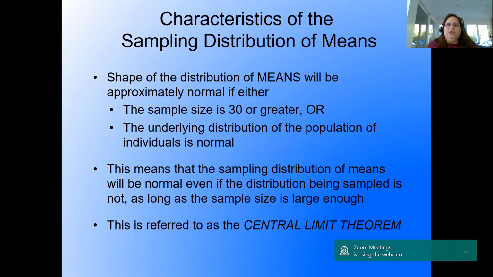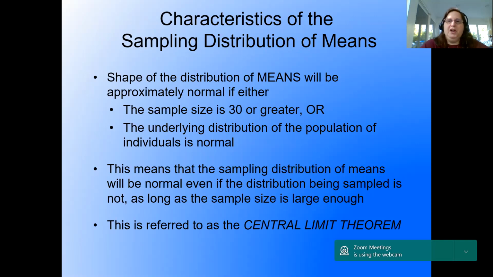So the shape of the distribution of means, remember we collect all these means from all these different samples, will be approximately normal if you meet one of these two conditions. You don't have to meet both, just one. The sample size is 30 or greater, or the underlying distribution of the population of individuals is normal.